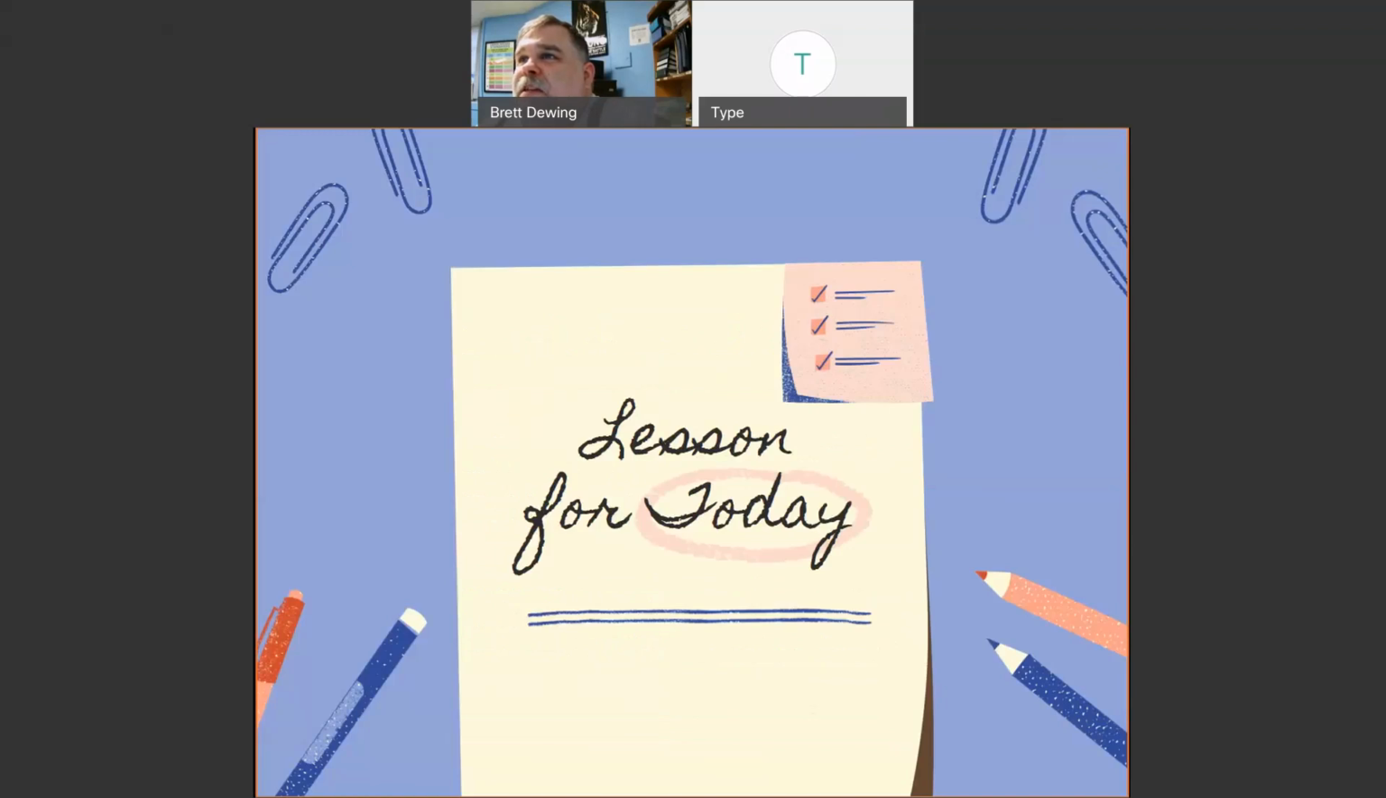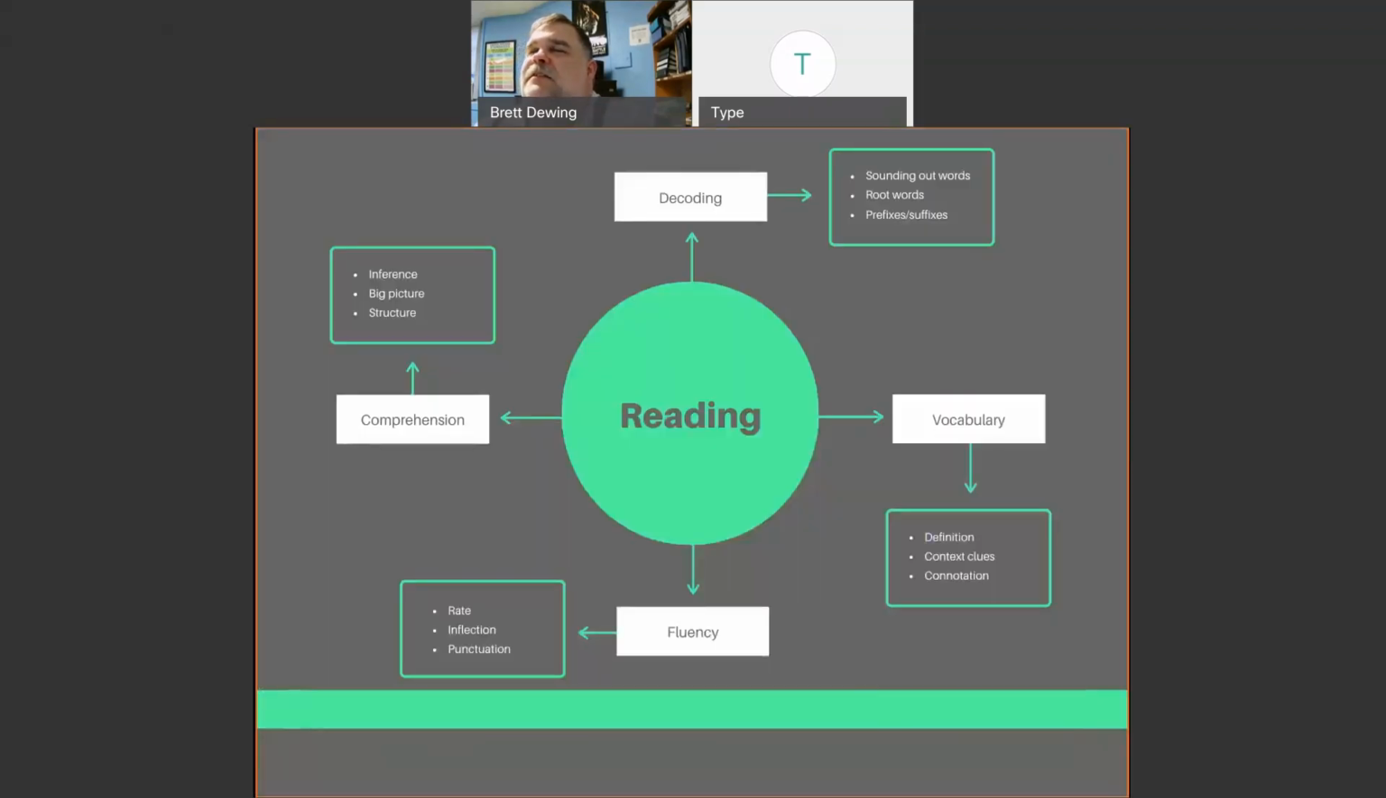Lesson for today. Okay, these are the 4 parts of reading. Starting at the top, they build on each other as they go around. Decoding. Decoding is sounding out words, knowing root words and prefixes and suffixes so that you can say words that you don't know when you come across them and you can sort of figure out what they mean. That's the most basic part of reading, figuring out words, right?